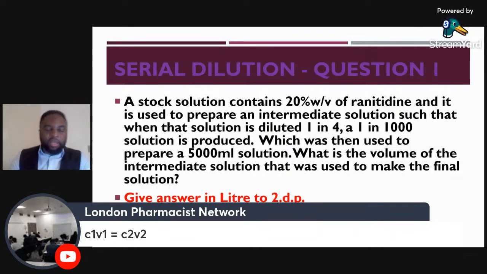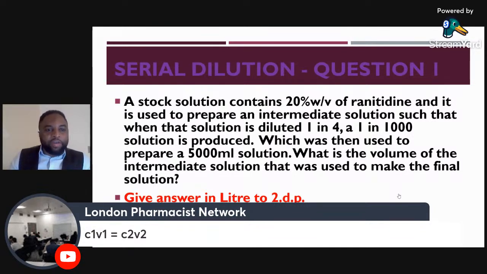First one is the formula C1V1 = C2V2, which everyone knows. You just need to know how to use it properly for serial dilution. Number two, intermediate concentration is equal to final concentration times dilution factor. Then the final concentration is equal to intermediate divided by dilution factor. The fourth thing you will need to know is the dilution factor.